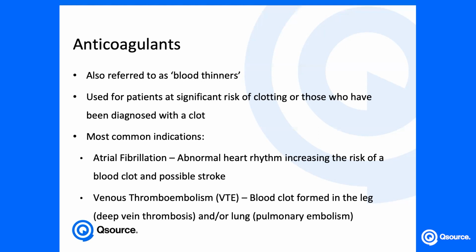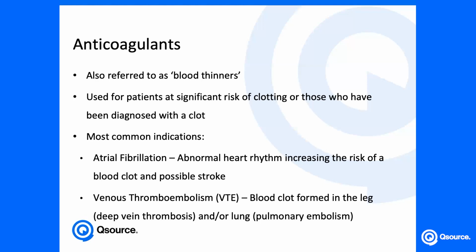And we use anticoagulants in very specific patient care scenarios to either decrease the risk of a clot forming, or in patients that have been diagnosed with a clot being formed, to give the body a chance to clear that clot without it growing or propagating. The two most common indications that we use anticoagulants for are atrial fibrillation and venous thromboembolism. Atrial fibrillation is an abnormal heart rhythm that causes an increased risk of a blood clot forming in the heart, and therefore that clot can cause a possible stroke.